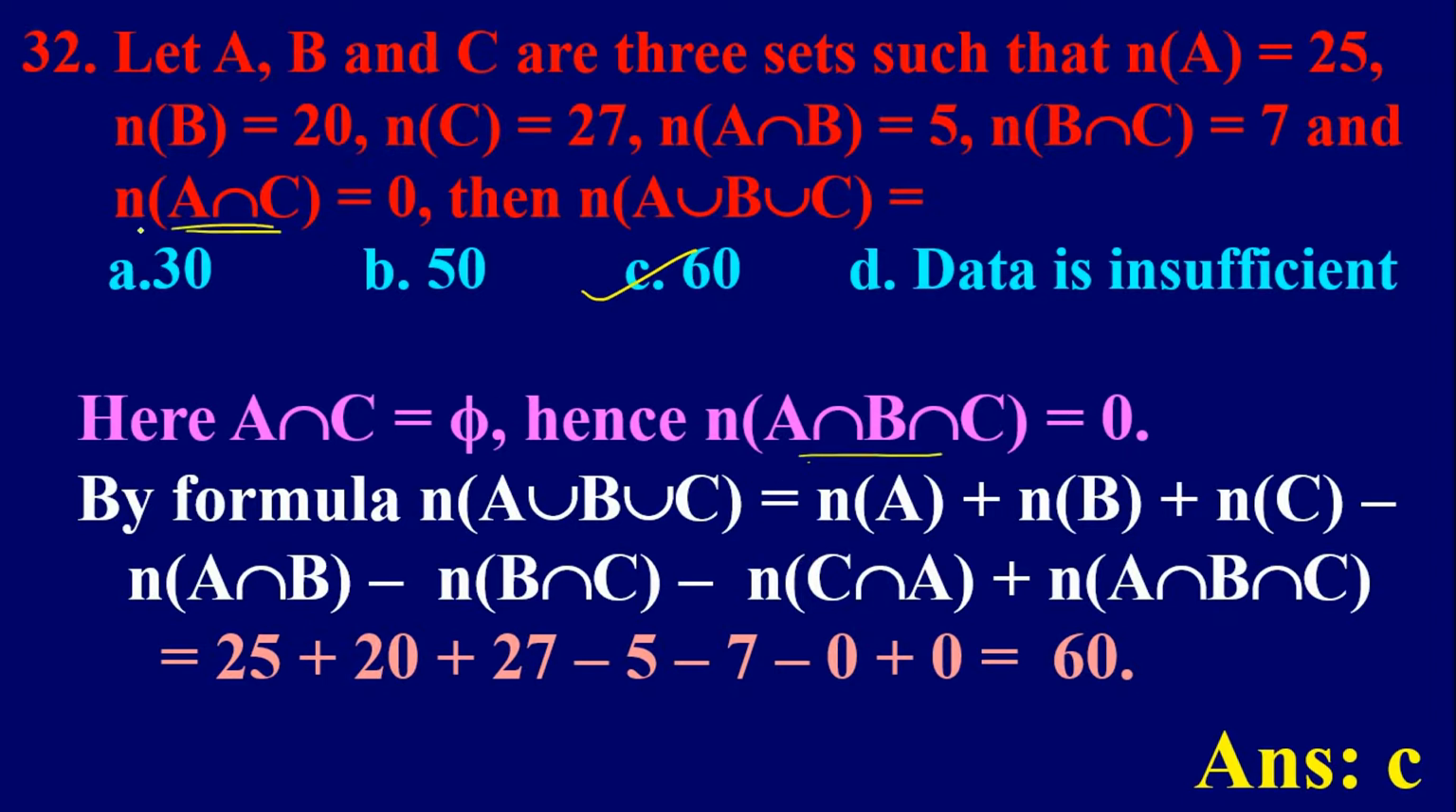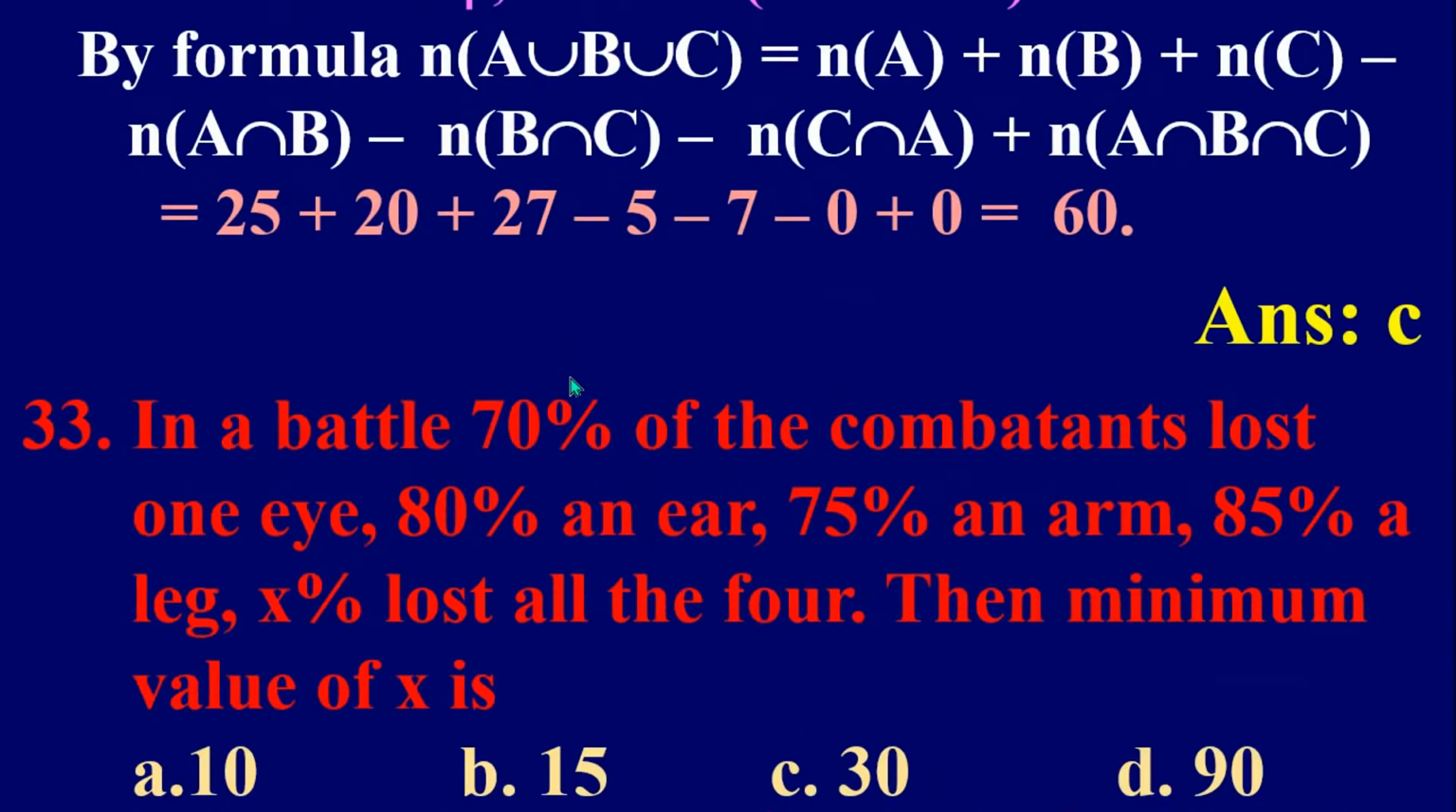So here it is given that n of A intersection C is 0. So therefore n of A intersection B intersection C is also 0. So using this data we can calculate n of A union B union C, which is 60, which is option C.